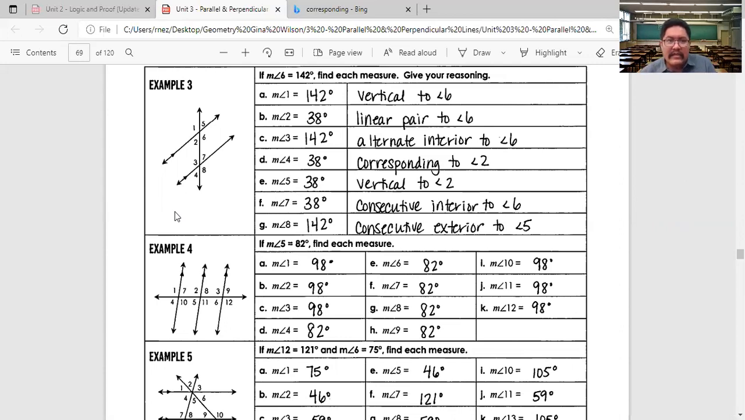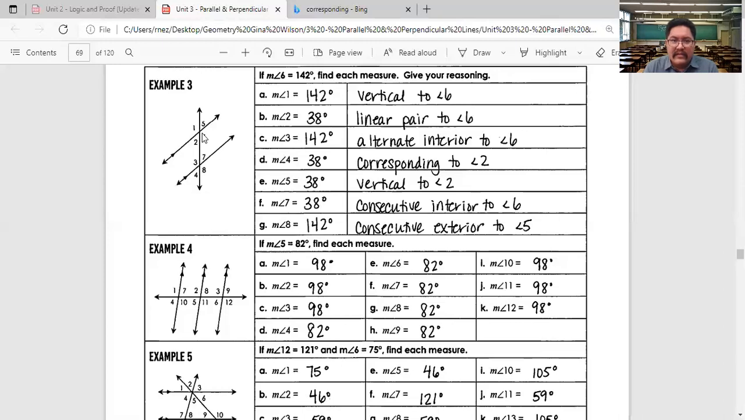All right, next one here. So part E is angle 5, which is up here. And since we were given 6, we could say 5 and 6 were a linear pair. But again, we want to mix things up a little bit. So we could say that it's also vertical to 2. It's a vertical angle to angle 2.